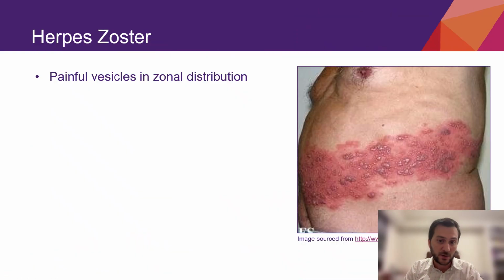Herpes zoster, well, this is the reactivation of the varicella zoster virus infection, and it presents again with vesiculopustular lesions, but they are restricted to a dermatome area.